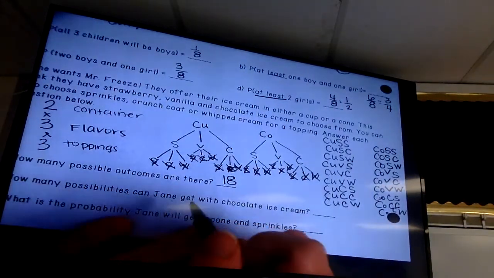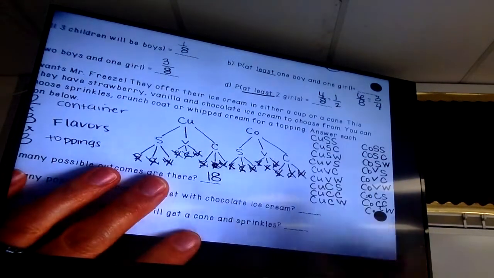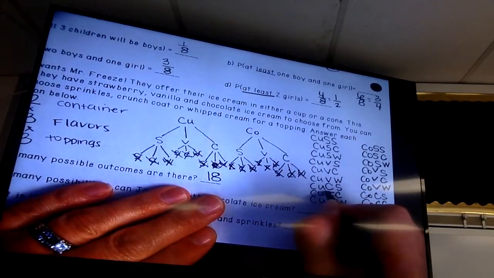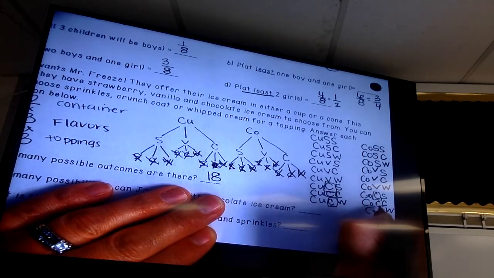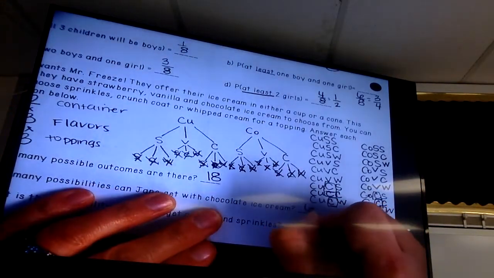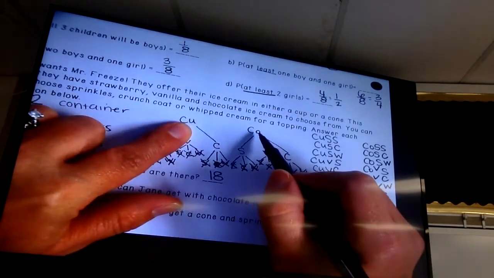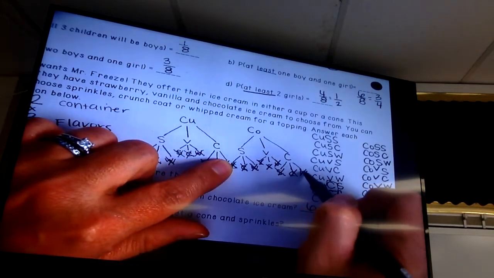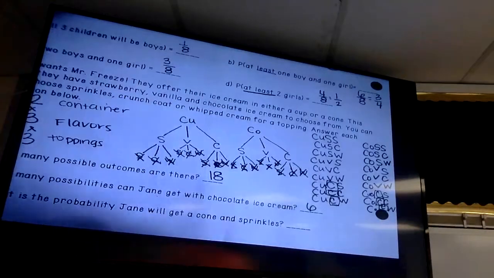How many possibilities can Jane get with chocolate ice cream? So there's a couple different ways you could do it. You could use your sample space. Remember, chocolate or flavors is what was in the middle, so I can find anything that has a C in the middle. Okay, so I see 6 of them. And since it's just asking how many possibilities, I'm just going to write 6. I don't have to write it as a fraction. I could have also gone up here and said, okay, cup or a cone, it doesn't matter, but the flavor was chocolate, and then said 1, 2, 3, 4, 5, 6. 6 possibilities.